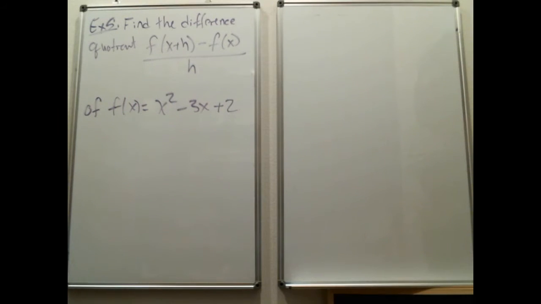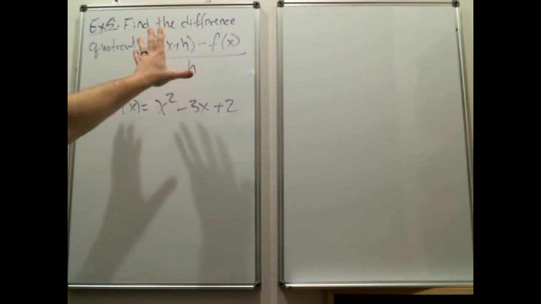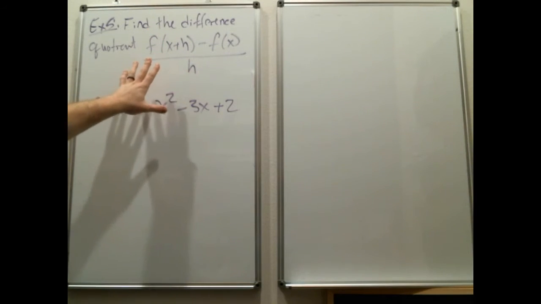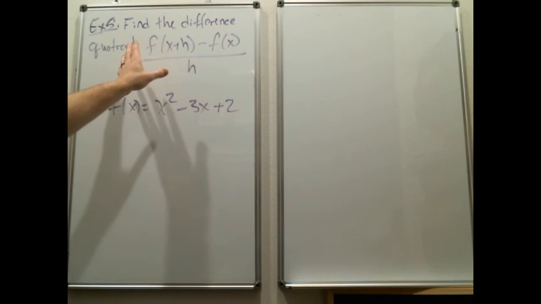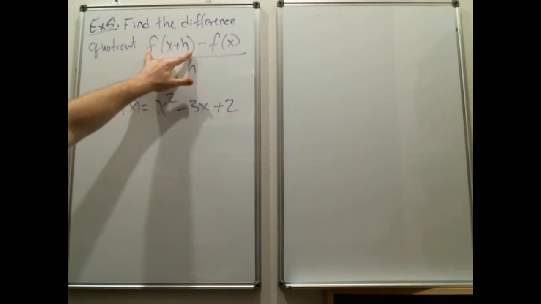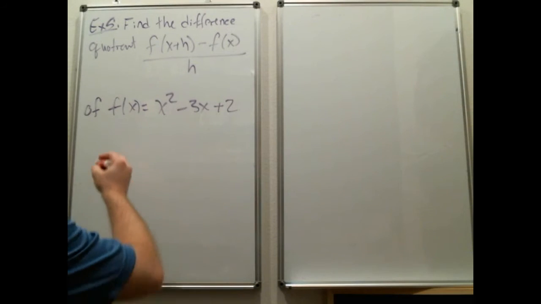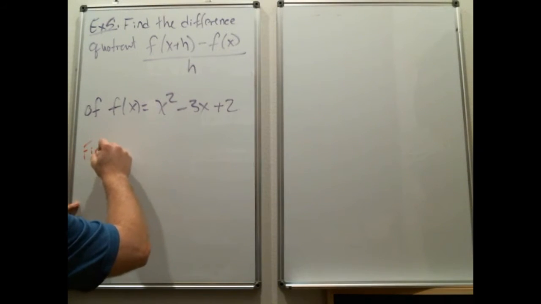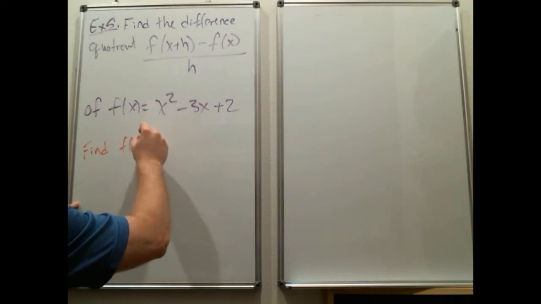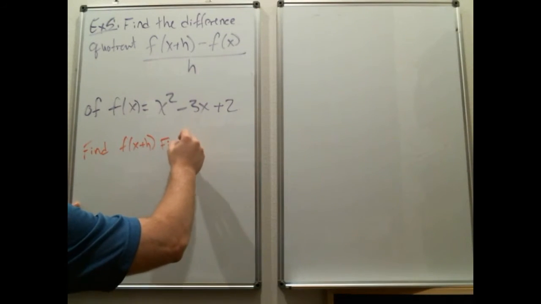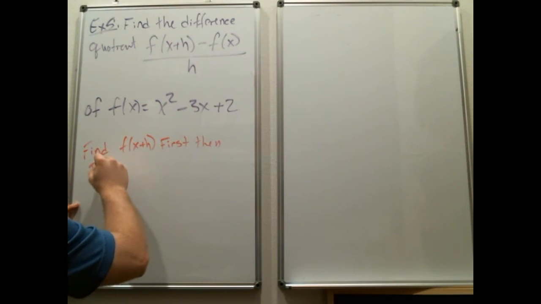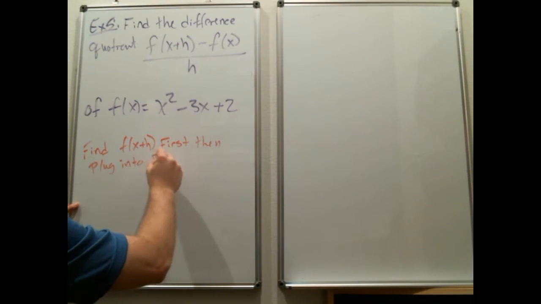Now if you remember, the first thing we normally do is we write the formula, which is this big long thing here. But to make our lives easier, we want to find out what this f of x plus h is first. So we do some side work to find that, and then we start plugging everything in. So find f of x plus h first, then plug into formula.